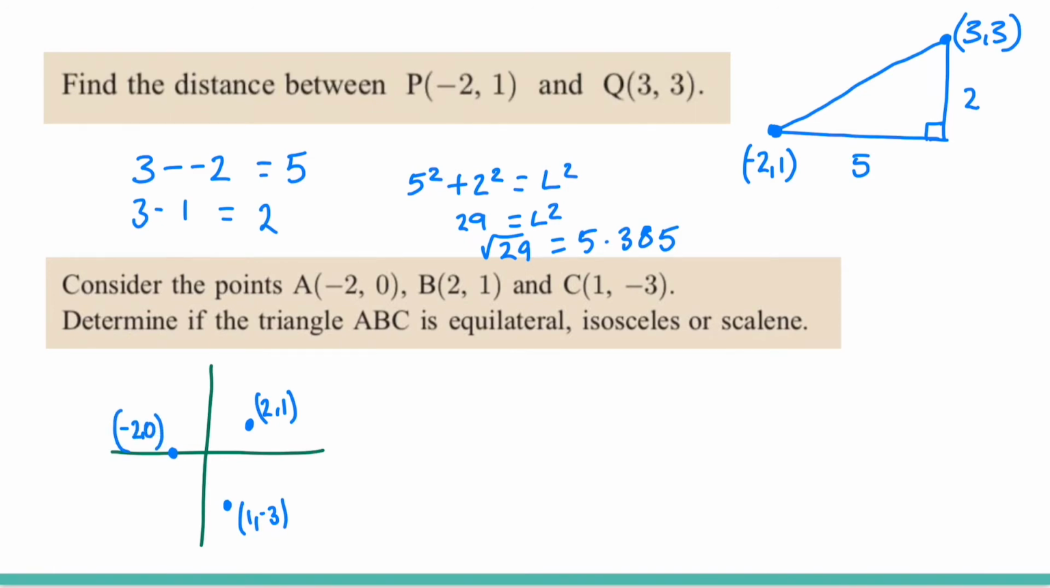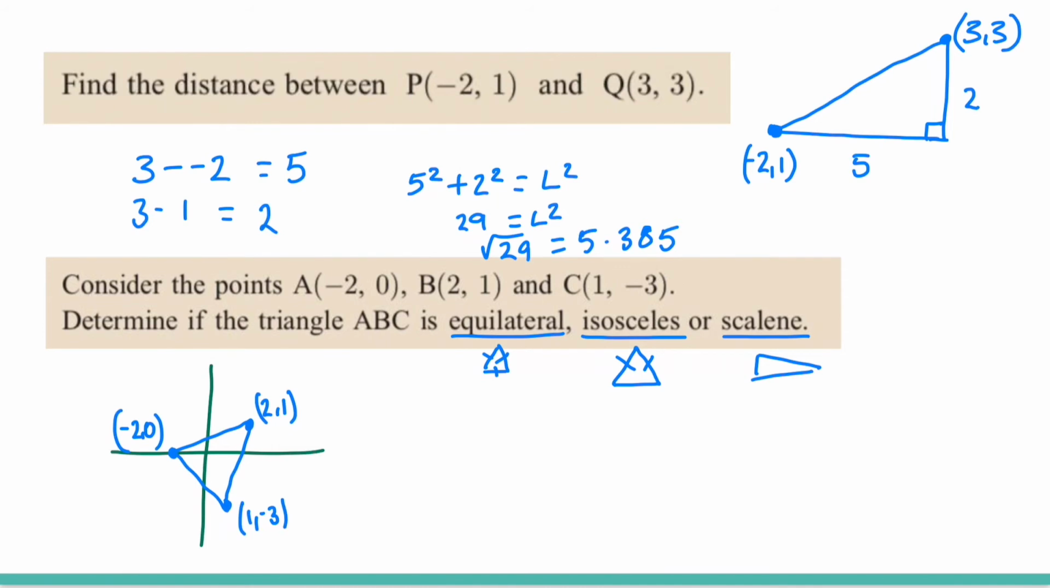And it says that they form a triangle. So I've got a triangle here if I draw between them. And I need to work out if it's equilateral, isosceles, or scalene. So an equilateral triangle is where all 3 sides are the same length. An isosceles triangle is where two of the lengths are the same, but the third one is different. And a scalene triangle is where all of the lengths are a different size. So I'm going to have to find the length of all 3 lines to find out which of these it is.